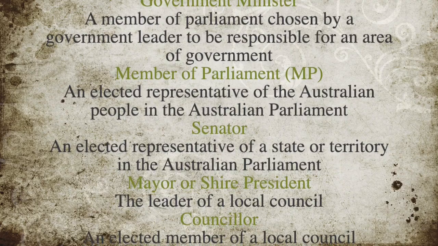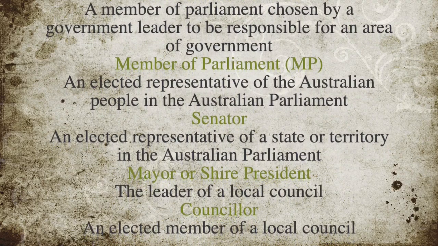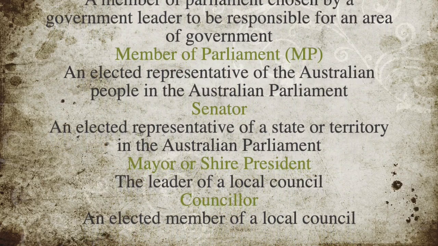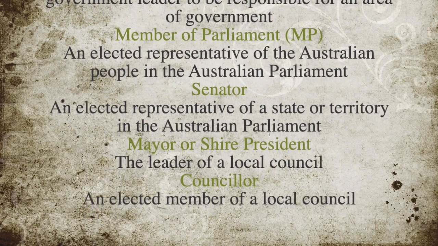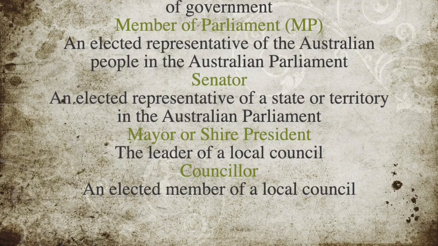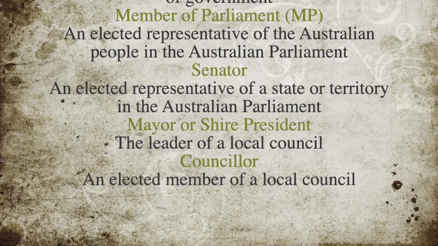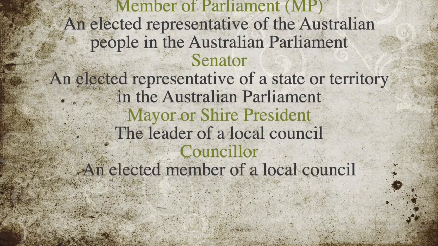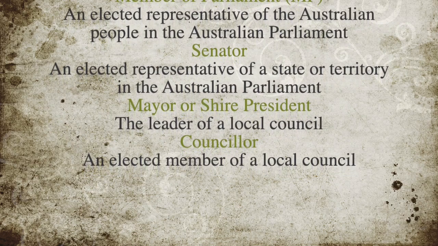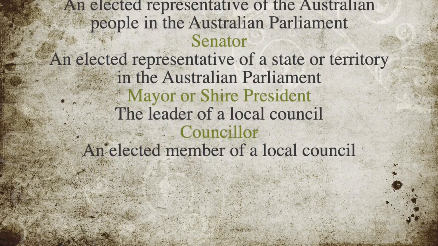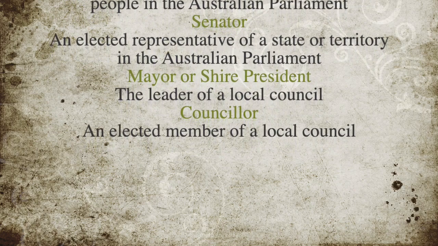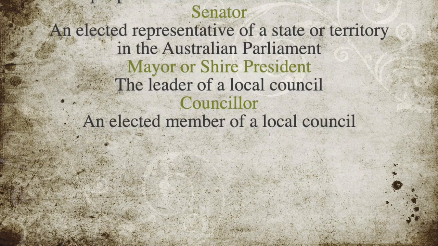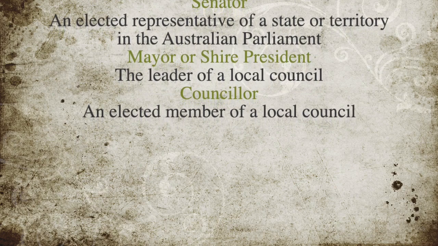A minister is a member of parliament chosen by the government leader to be responsible for an area of government, for example, sports, finance, and those areas. And who is a senator? A senator is an elected representative of a state or a territory in the Australian Parliament.